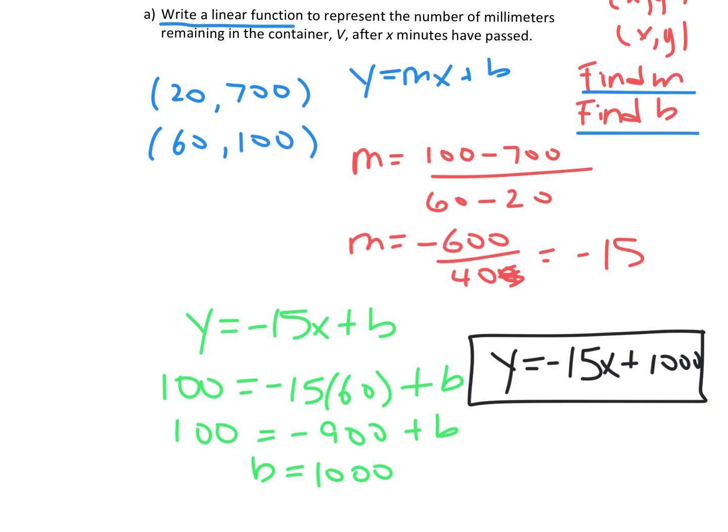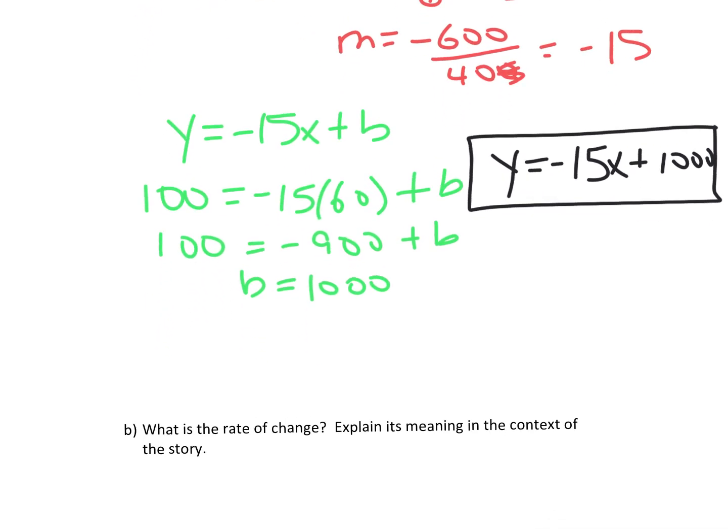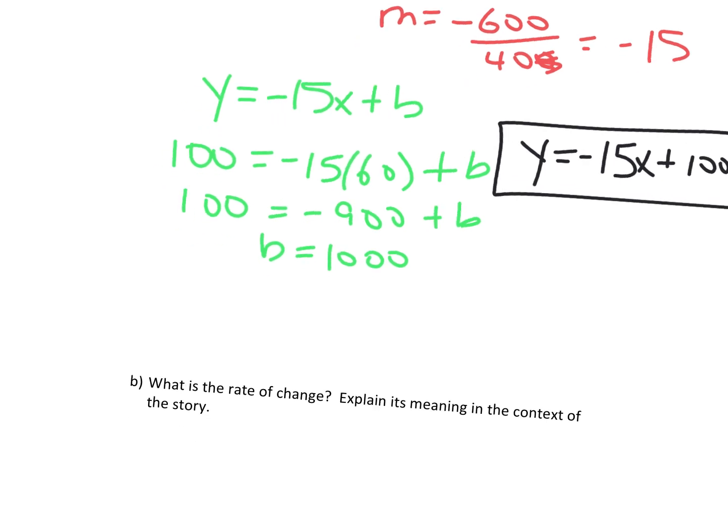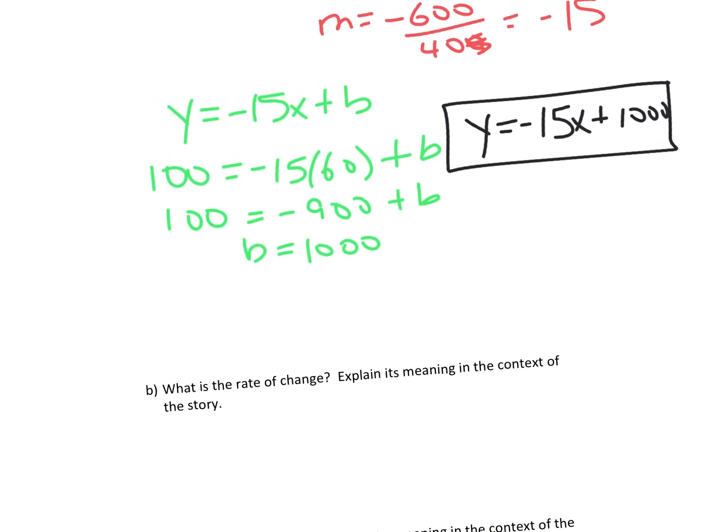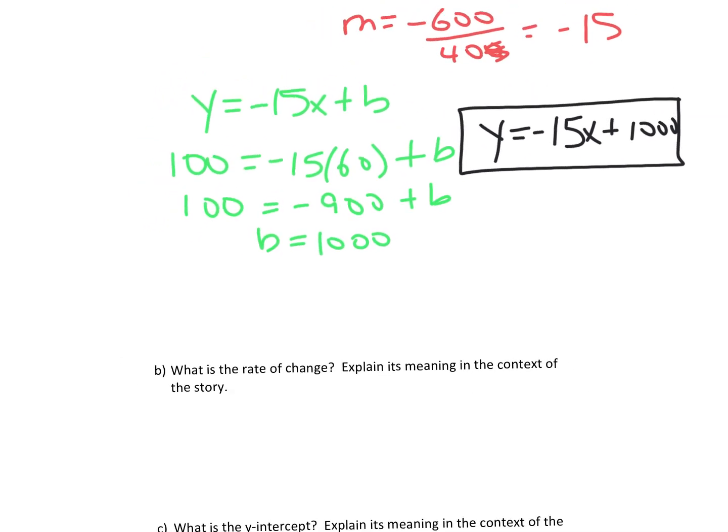Okay. Pause the video as much as you need to write things down. So the rest of this is just going to be understanding what all these different parts mean. So what's the rate of change? Explain its meaning. So we've done this. Rate of change means slope, right? They're asking you about the slope. The slope you just calculated to be negative 15. Explain its meaning. Remember that you're going to put the y units over the x units.